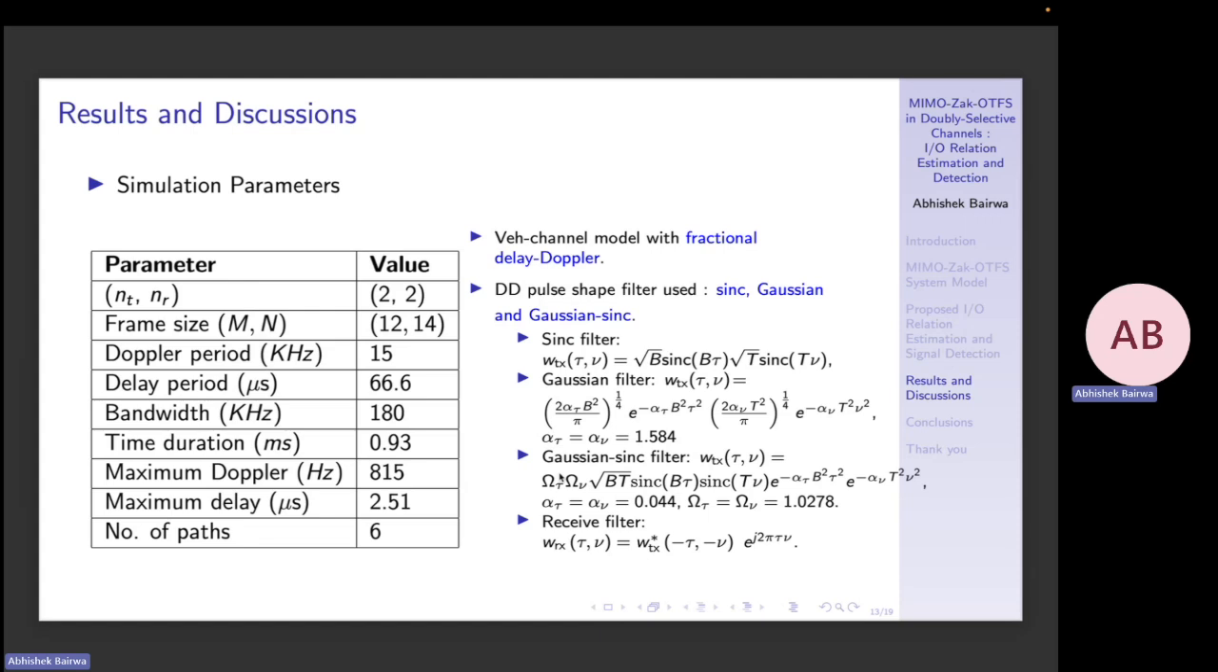We use a Vehicular-A channel model, which has fractional delay-Doppler, and we use three pulse shaping filters: sinc, Gaussian, and Gaussian-sinc. And we compare the estimation schemes for these filters in 2 cross 2 MIMO Zak-OTFS.